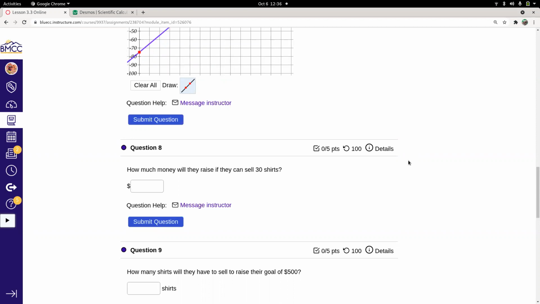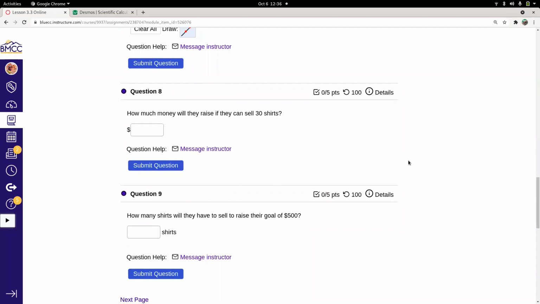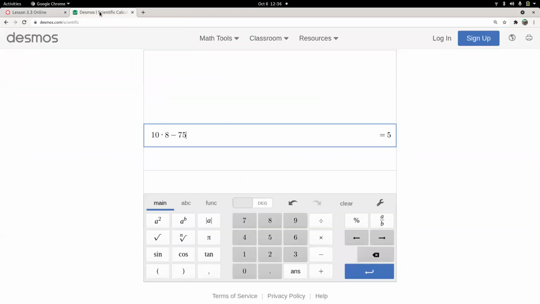No problem, we can type 30 into our formula. How many shirts will they have to sell to raise their goal of 500? So there's a couple ways to do this. We could guess and check like I was playing around with earlier. We could solve an equation, or we could whip out a spreadsheet. We could do all 3. And it's good to have a bunch of different tools to confirm you're doing it right.